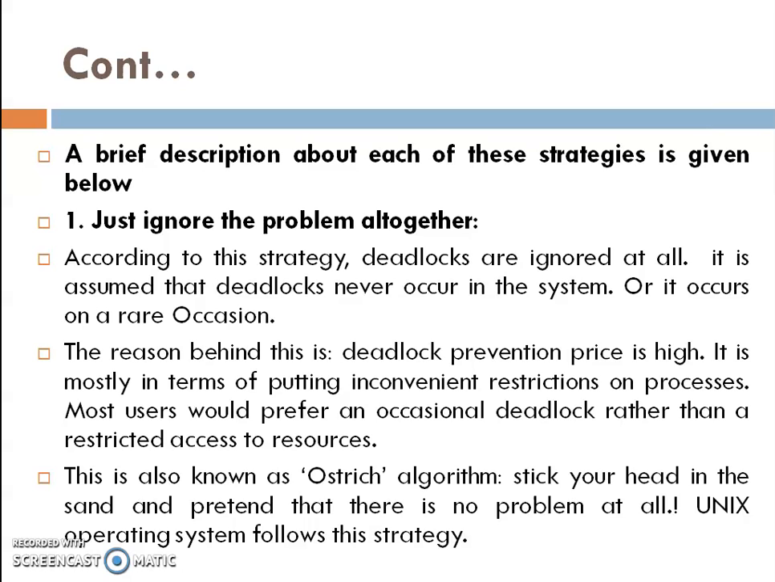Now first, just ignore the problem. According to this strategy, deadlocks are ignored altogether. It is assumed that deadlock never occurs in the system, or occurs only on a rare occasion. The reason behind this is that the cost of deadlock prevention is high, mostly in terms of putting an inconvenient restriction on processes. Most users want perfect access and occasional deadlock rather than restricted access to resources.